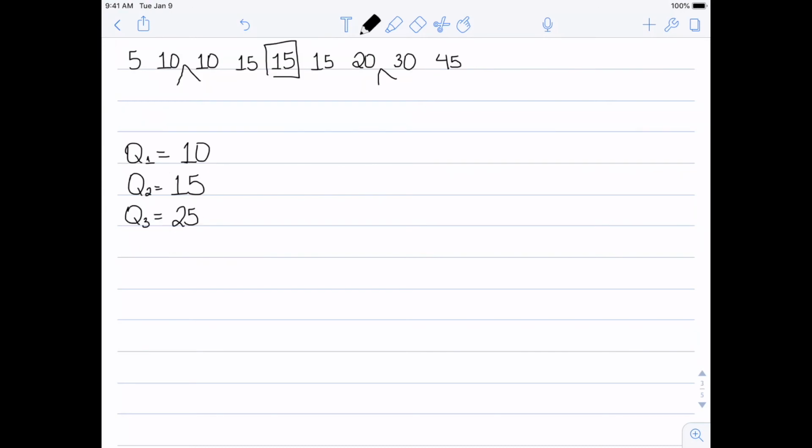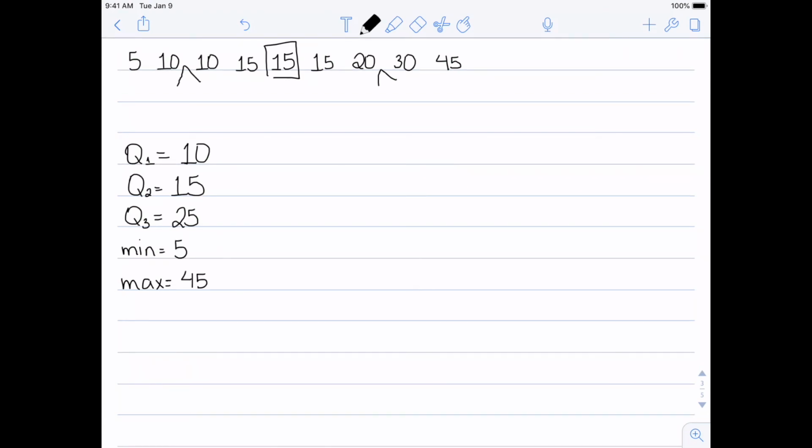Now let's go back to this one. We had Q1 to be 10, Q2 to be 15, and Q3 to be 25. So we need to add the minimum and the maximum. We can see from this data set that the minimum is 5 and the maximum is 45. So now we have the full 5-number summary.